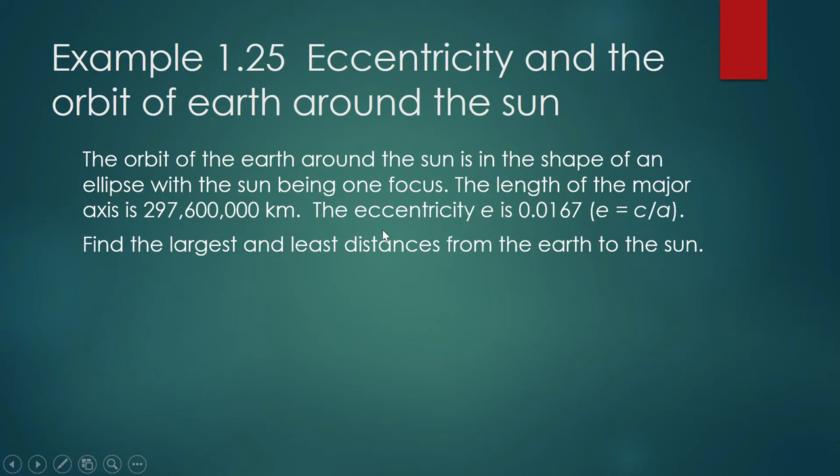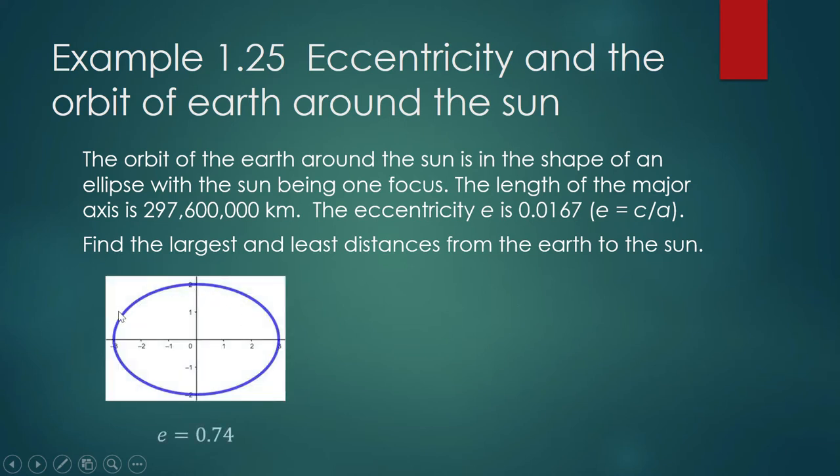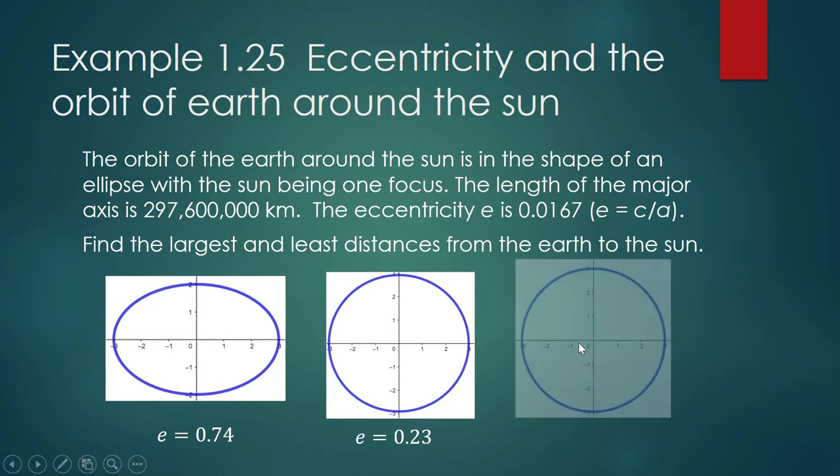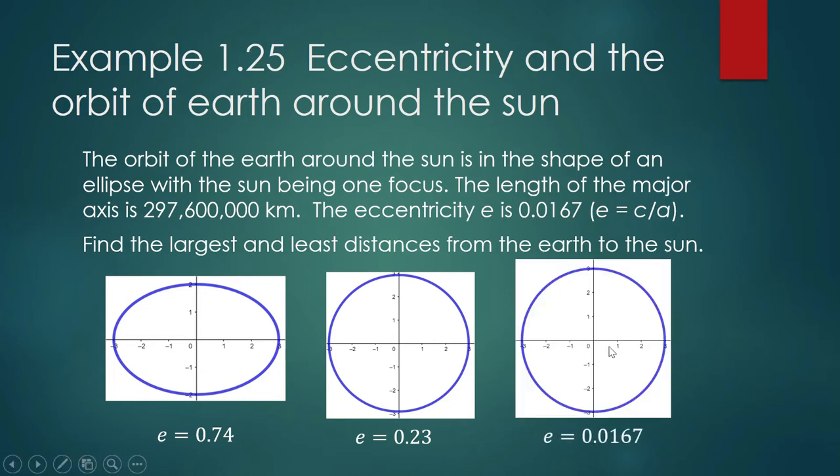Now, I want you to pay attention to eccentricity because this was our topic in the last video. This one has an eccentricity of 0.74. This one has an eccentricity of 0.23. When our eccentricity is close to 1, our ellipse is distinctively oval. It's really an ellipse. But when the value of e gets closer to 0, look at what happens. It becomes almost like a perfect circle. And this is the value of the eccentricity of Earth's orbit around the Sun. It is almost like a perfect circle.